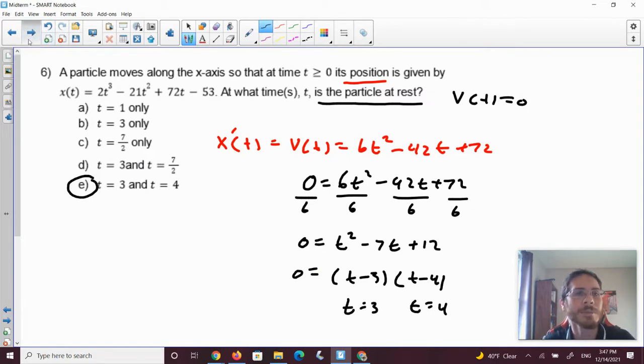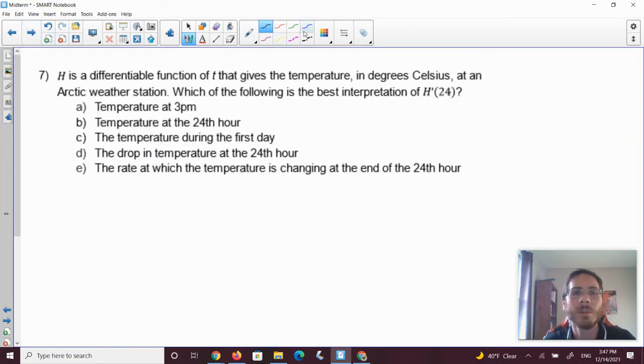I like that one. For number 7, not too many people make questions like this, which is why I thought this one was an interesting one. We have to get the meaning of the derivative over here. So it says h is a differentiable function of t that gives the temperature in degrees Celsius. So I know that h is measured in degrees Celsius at the Arctic weather station. Which of the following is the best interpretation of h prime of 24? So this is going to be in degrees Celsius at a time. So we want to find the rate of our degrees that are changing at a time.